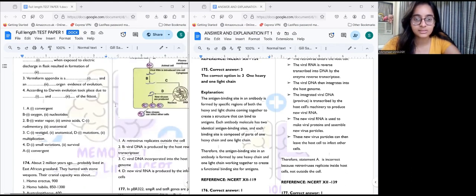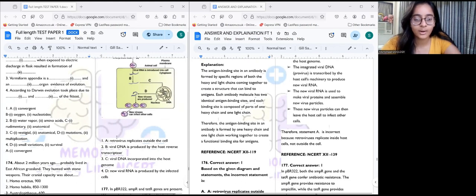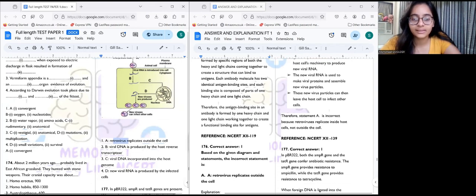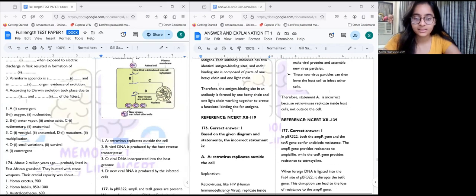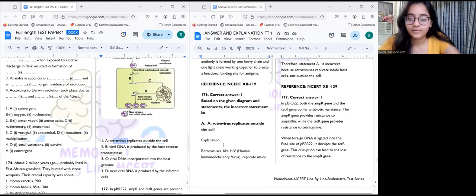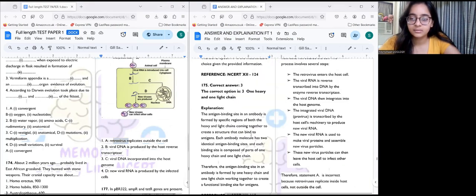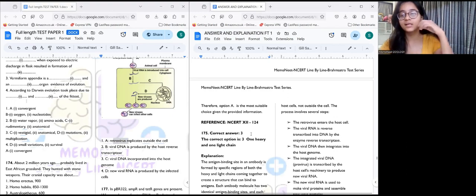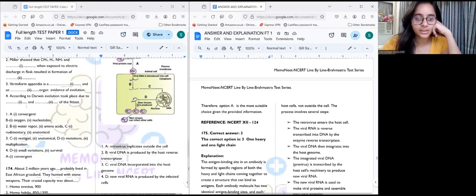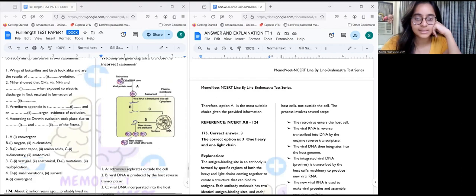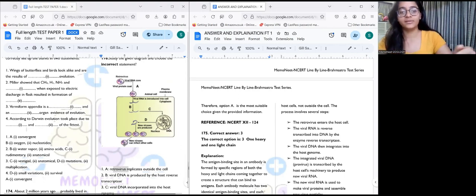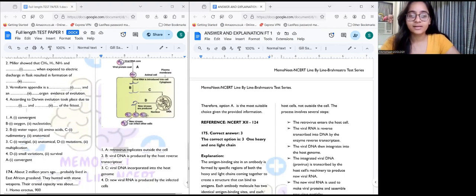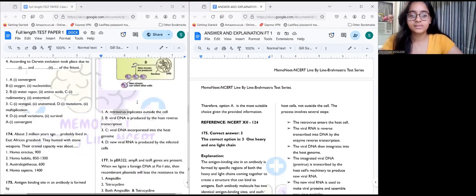For 176, the answer is 1. That is retrovirus replicate outside the cells. Based on the given diagram, the incorrect statement is what? Retrovirus replicate outside the cells. Let's see the explanation. So retroviruses like HIV always replicate inside the host cell, not outside. So what is happening in this case, you can see that retrovirus is entering inside the cell and then it's replicating, and then a new virus is formed and that virus is going outside the cell and infecting other cells. So obviously it's clear that retrovirus will always replicate inside the cell, not outside.